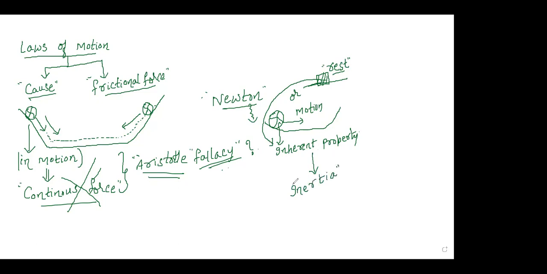So what is inertia, students? It is the inherent property of a body. Because of that property only, the body will be in continuous motion or the body will be at rest. This is what we consider as inertia. If any body does not have this type of inherent property, the body can't be in continuous motion or continuously at rest. So such an inherent property is what we call inertia.